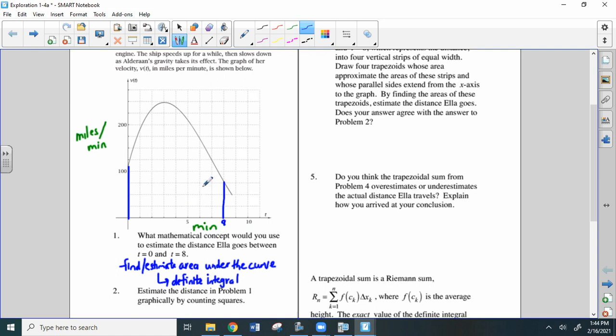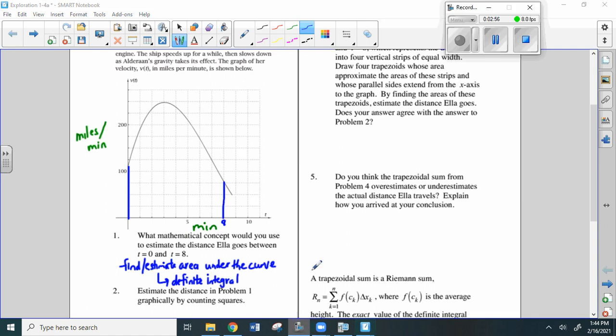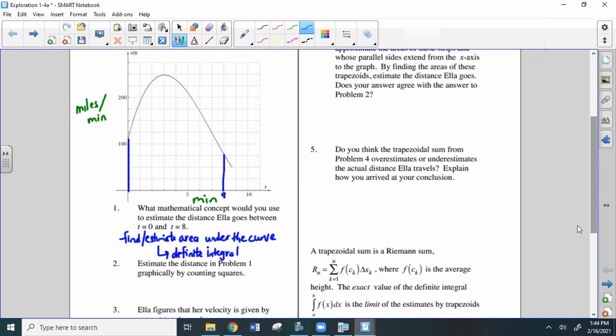And one way that we've done that is by counting blocks, right? Number 2 says estimate the distance in problem 1 by counting the squares. I definitely encourage you to pause the video and take the time to count the blocks. Remember, if it's not a whole block, you're going to have to estimate whether it's half a block or 0.4 of a block or something like that. And then see what you come up with. So pause the video.